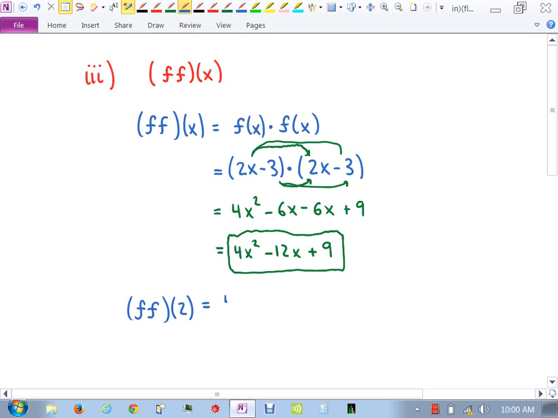Let's see. 4 times, we're plugging in 2, 2 squared, minus 12 times 2, plus 9. Order of operations, we do the exponents first. So 2 squared, that's 4. 4 times 4 is 16. 16, take away 24, add 9. Gives you positive 1. So it did the same thing.